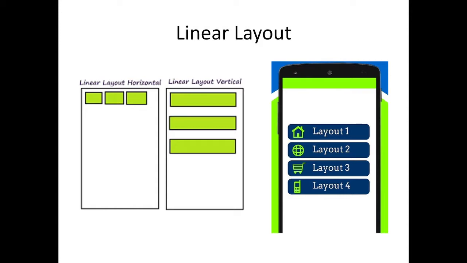So first is the linear layout. The linear layout exists to display items in a stacked order, for example, in a horizontal order or in a vertical order, and this is a practical layout example of linear layout.